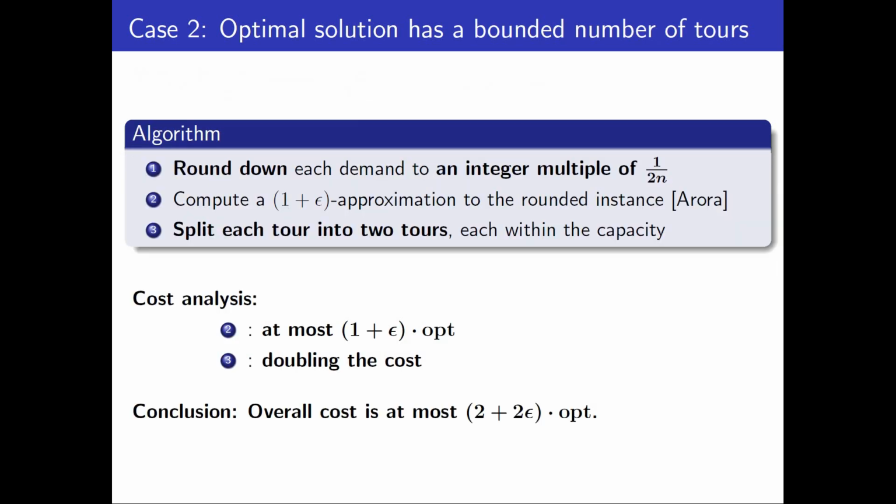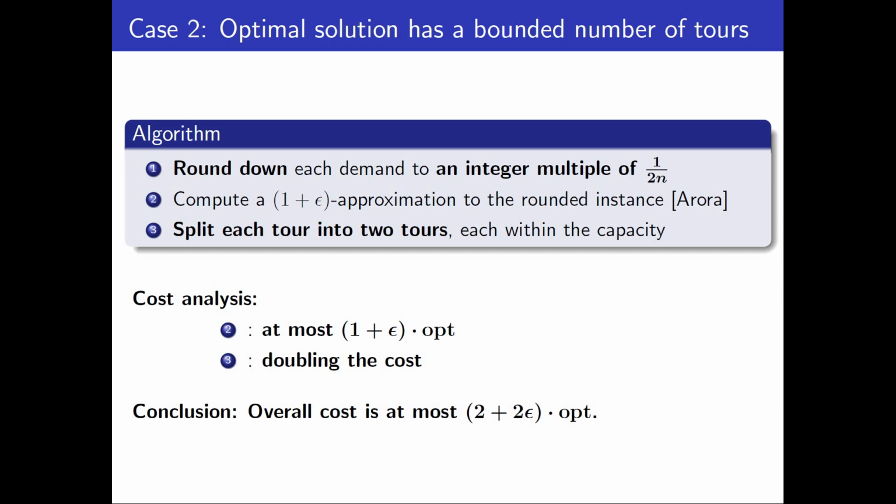Now we move on to the second case, when the optimal solution has a bounded number of tours. The algorithm for this case is an adaptation of Arora's algorithm for Euclidean TSP. In the first step, we round down each demand to an integer multiple of 1 over 2n. In the second step, we apply Arora's algorithm to the rounded instance. The solution to the rounded instance can be transformed into a bicriterial solution to the initial instance, where the total demand of each tour is at most 1.5. In the last step, we split each tour into 2 tours, each within the capacity.